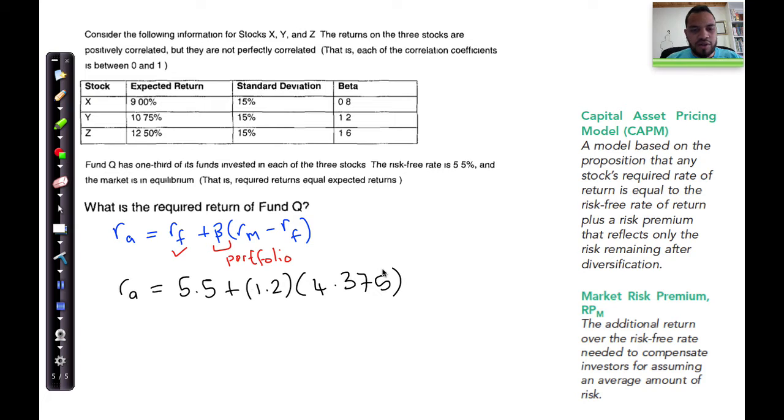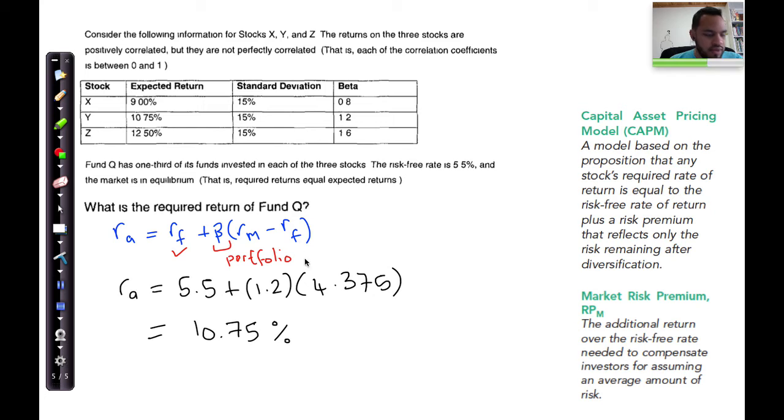And so you can type this whole thing in the calculator. Remember that you must apply BODMAS, which is 1.2 multiplied by 4.375 first. 1.2 multiplied by 4.375, and that gives us an answer, 5.25 plus 5.5. And so now we have a required rate of return for the portfolio that comes to 10.75. Remember that these returns are percentages, and so therefore we must have the percentage sign.